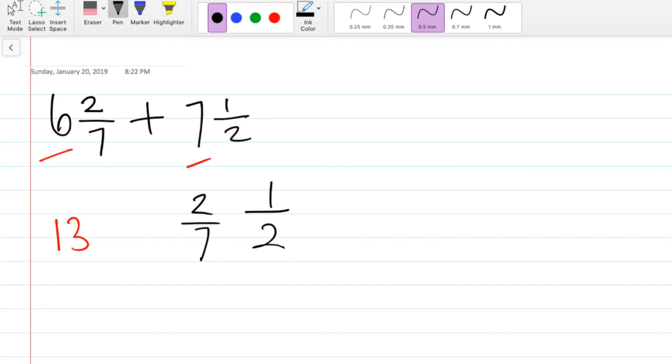So what number can 7 go into, but that 2 can also go into? I know the smallest number is 14. So we're going to turn both of these fractions into a fraction with a denominator of 14. Now, how did I go from 7 to 14? All I had to do was multiply by 2.